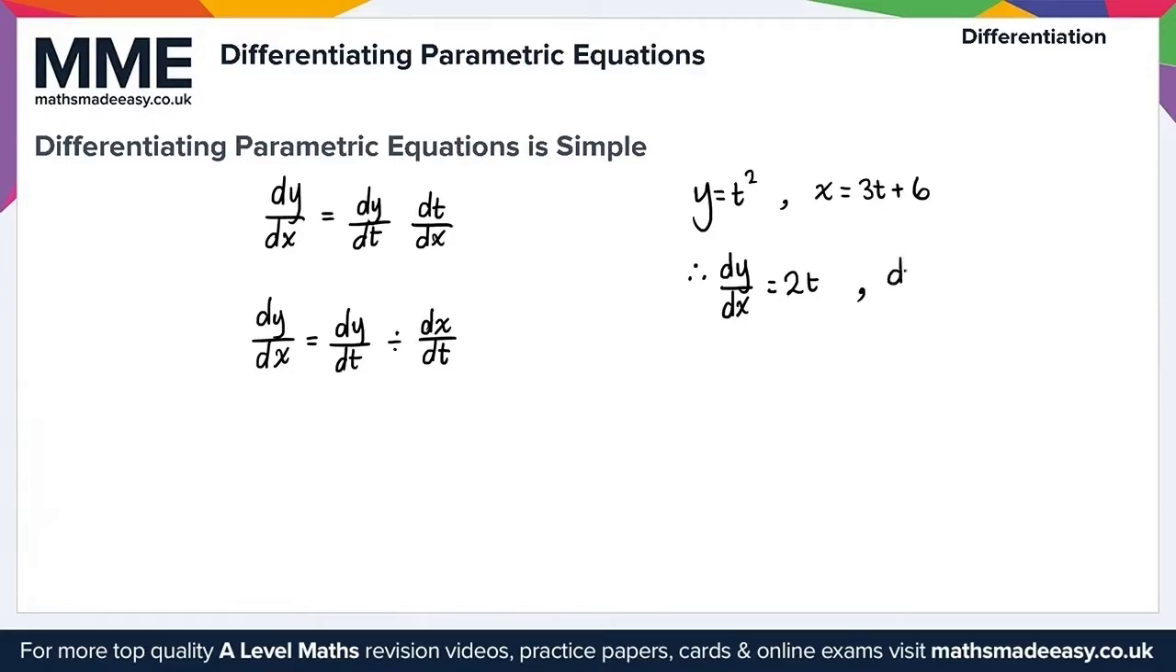For dx by dt, again, nice straightforward differentiation here. This is just simply going to give us 3. And therefore, if we want to find dy by dx now, we're simply going to apply this formula. So dy by dt is simply 2t, and then we divide this by dx over dt, which is 3. So we write our answer as 2t divided by 3, and writing that as a fraction, we obtain 2t over 3 as our dy by dx.